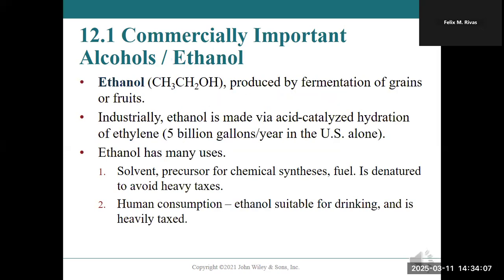Ethanol is probably the one that's mostly known. It's usually produced by fermentation of grains and fruits. In industry, you can actually produce it from ethylene, and you have about 5 billion gallons a year in the US alone. Normally, the ethanol that's used for consumption is produced by fermentation and not by this chemical, acid-catalyzed hydration of ethylene. Ethanol has many uses, as we know. Solvent, all your hand sanitizers contain ethanol for the most part. And obviously people consume ethanol.